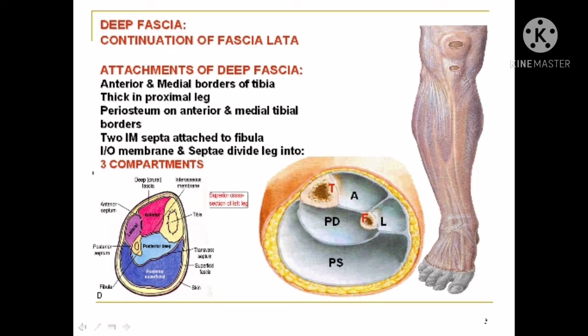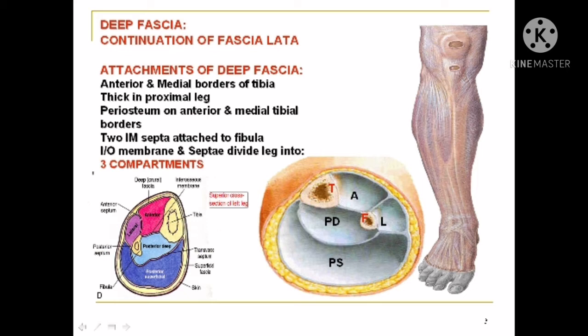The fascia is the continuation of the fascia lata. It is attached above with the tibia and along the whole length with the tibia, and below with the ankle bones, and forms the extensor and the flexor and the peroneal retinaculum. It is attached on the medial and anterior aspect with the tibial bone borders.